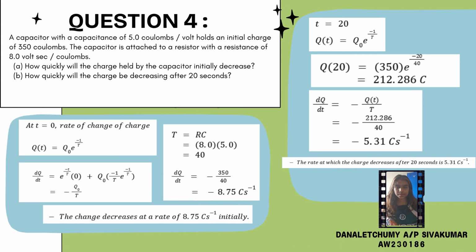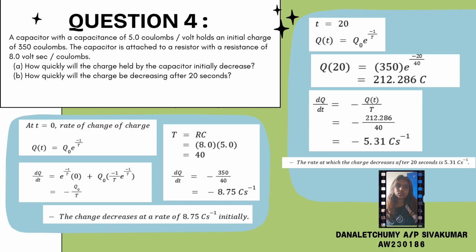Okay, now I'm going to explain question number 4. A capacitor with a capacitance of 5.0 coulombs per volt holds an initial charge of 350 coulombs. The capacitor is attached to a resistor with a resistance of 8.0 volt seconds per coulomb. Part A. How quickly will the charge held by the capacitor initially decrease? As they said below, t equals 0.